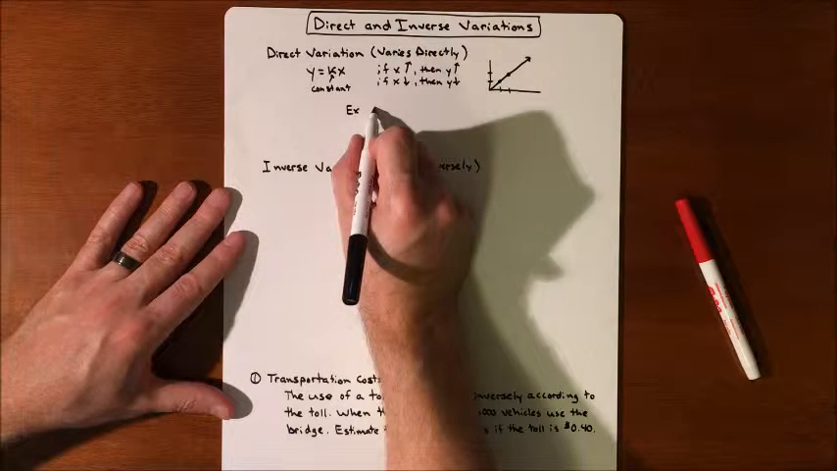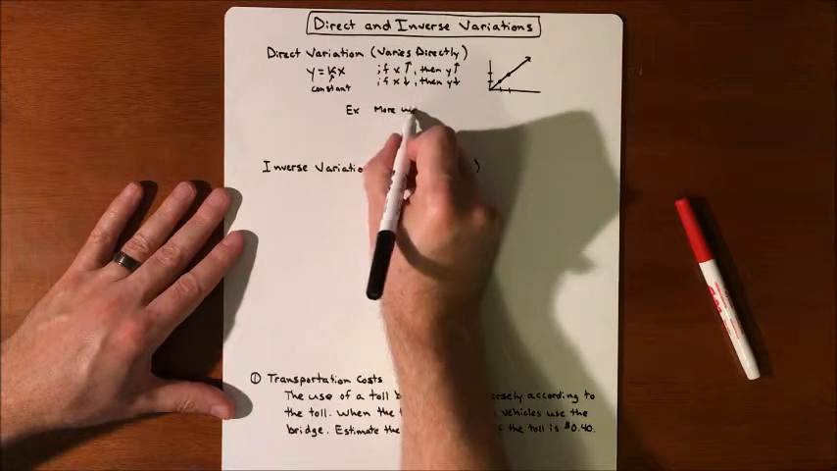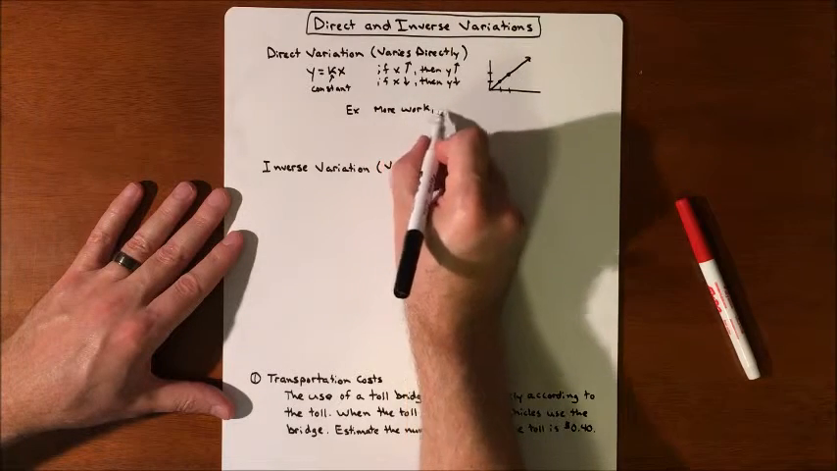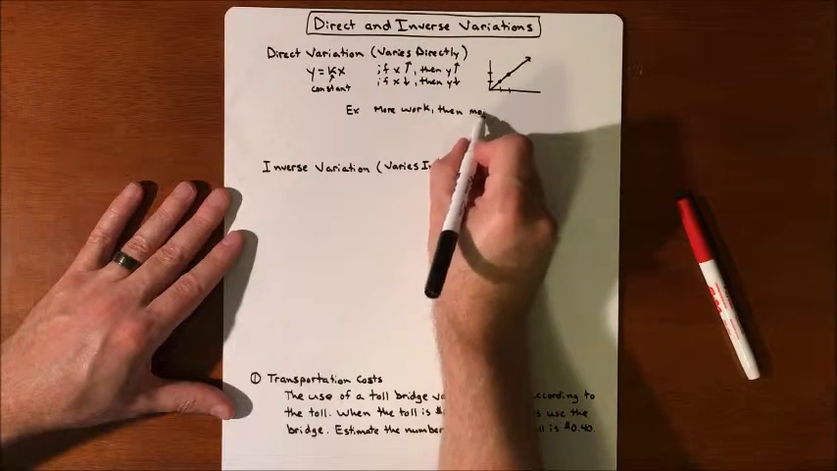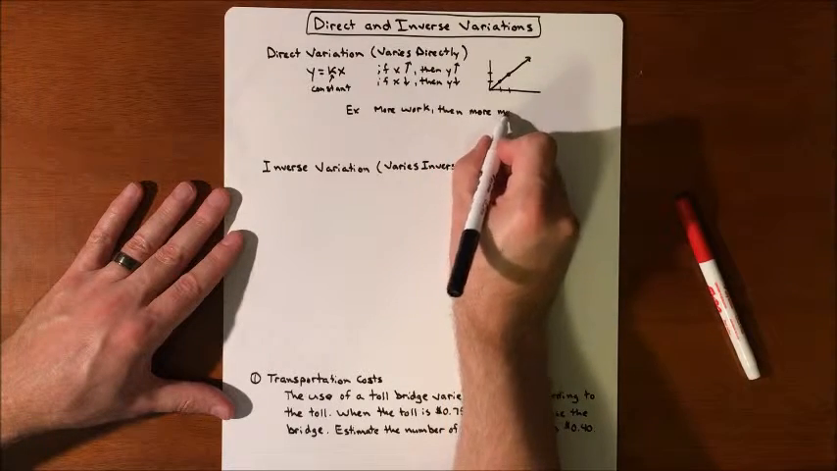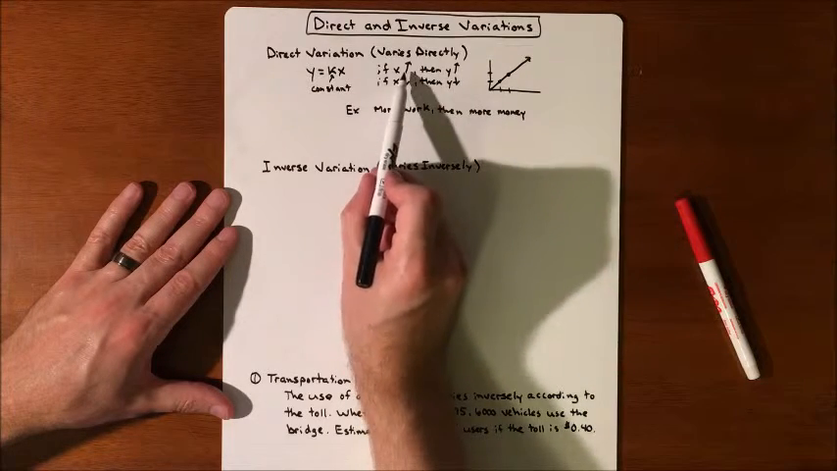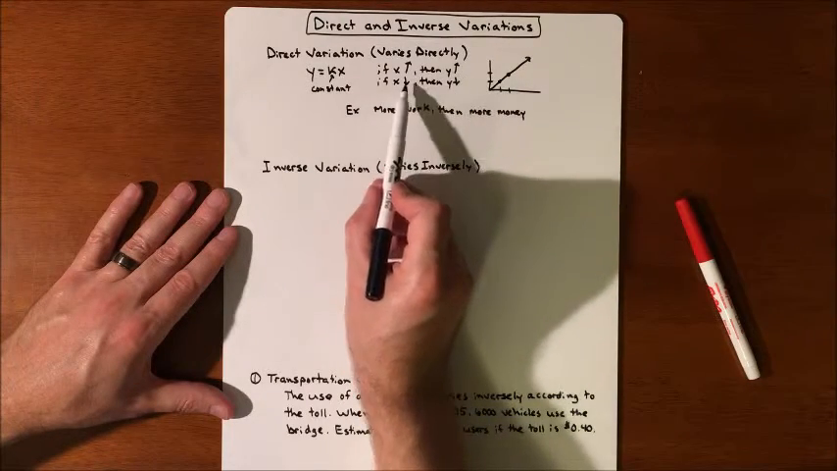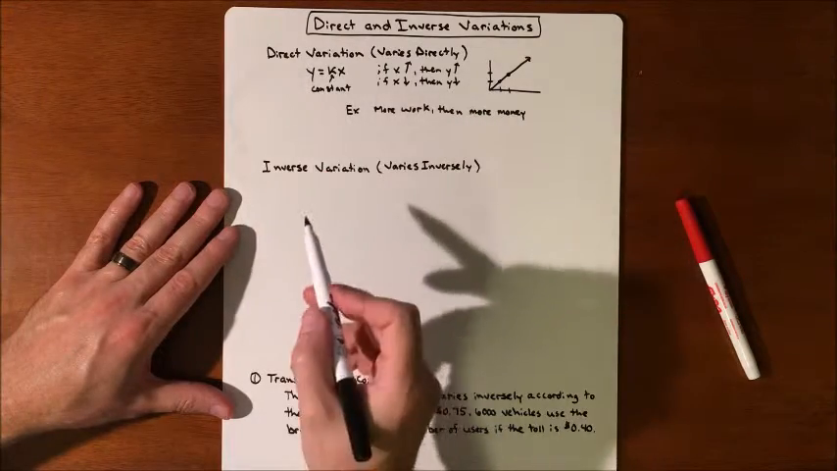So an example of that would be if you get paid hourly. The more you work, then more money. So as your hours increase, your salary increases. As your hours decrease, your salary decreases. So that's the idea of a direct variation.